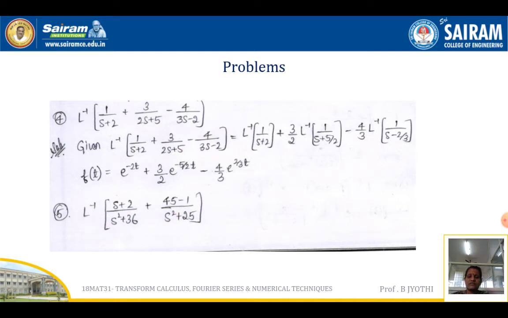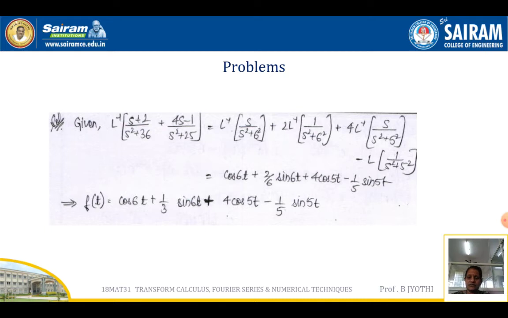L inverse of s plus 2 divided by s square plus 36 plus 4s minus 1 by s square plus 25. Consider this and separate the terms. In the first term, s divided by s square plus 36, where 36 can be written as 6 square, and 2 into L inverse of 1 upon s square plus 6 square plus 4 into L inverse of s divided by s square plus 5 square minus L inverse of 1 upon s square plus 5 square.